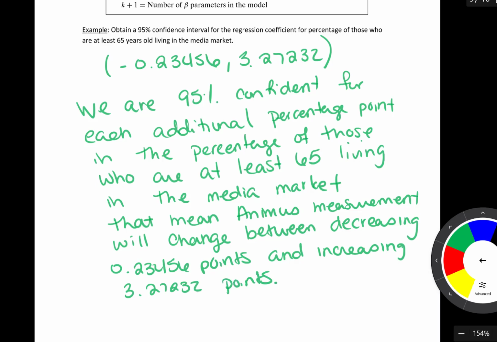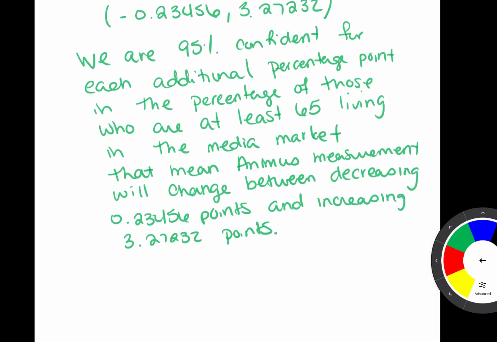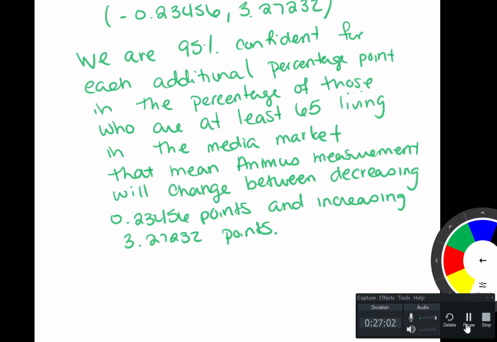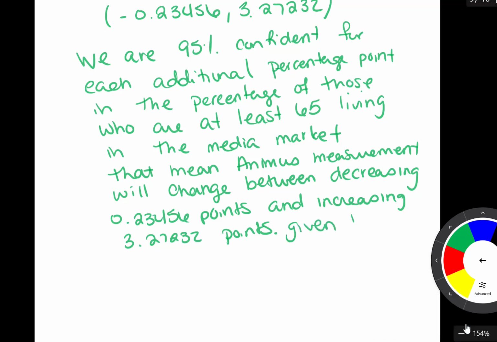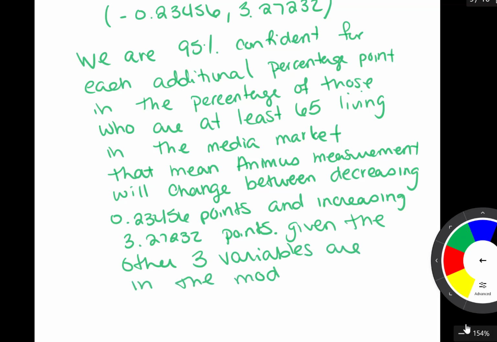And in writing this, I don't have to keep that many decimal places. Alright, so we are 95% confident for each additional percentage point in the percentage of those who are at least 65 living in the median market that mean animus measurement will change between decreasing 0.23 points and increasing 3.27 points given the other three variables are in the model.